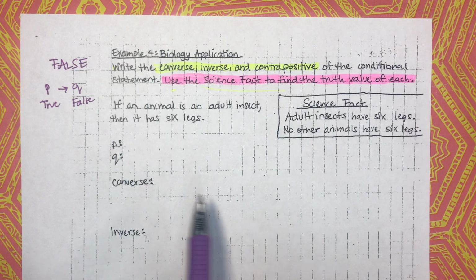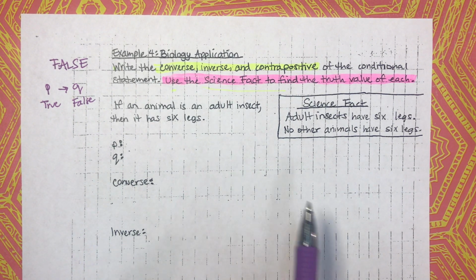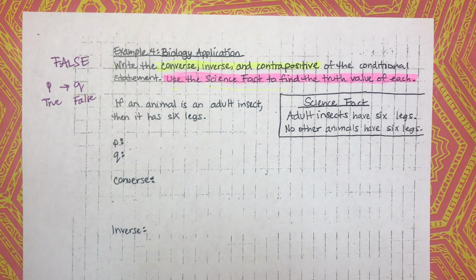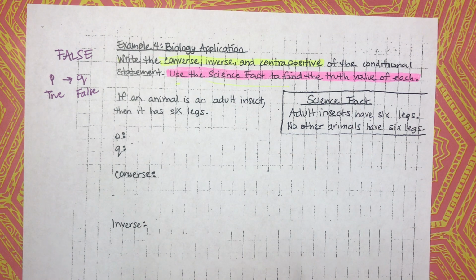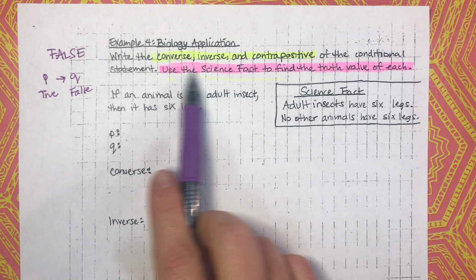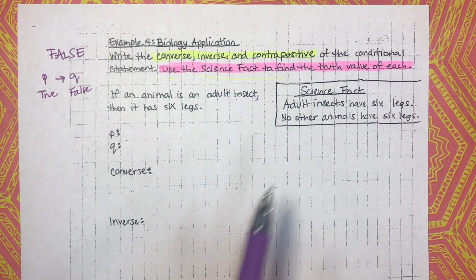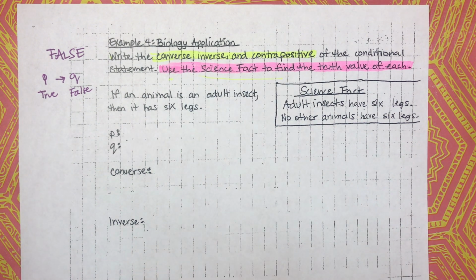But once we write it down, we're almost going to look at it as a conditional and then examine the truth value from that. I think it's going to be easier once we just do it, get through it, and then go to the end and talk about this. So we're just going to go ahead and get started. We'll come back to the truth value, but for that we're going to use this science fact right here. First we have to write the converse, inverse, and contrapositive.